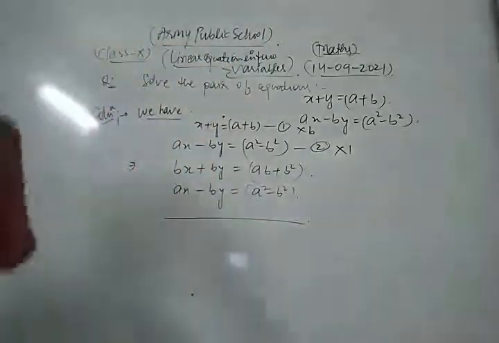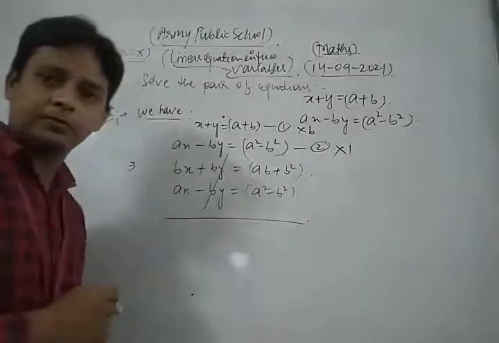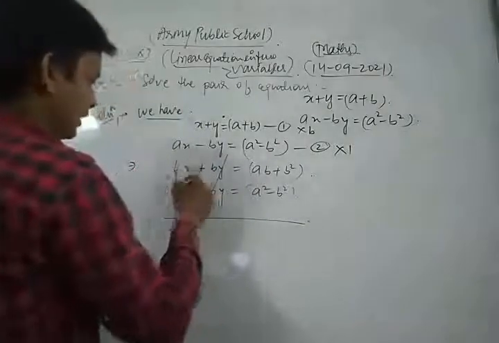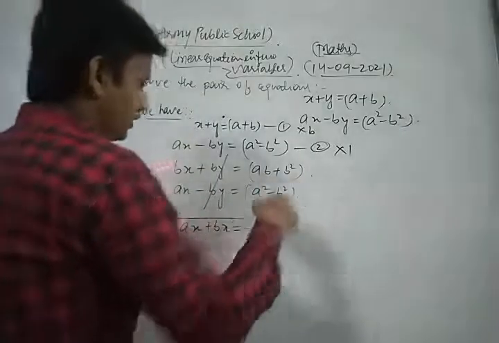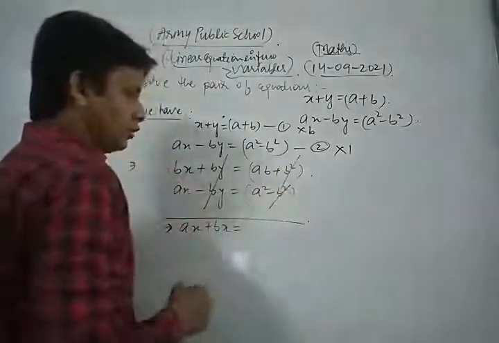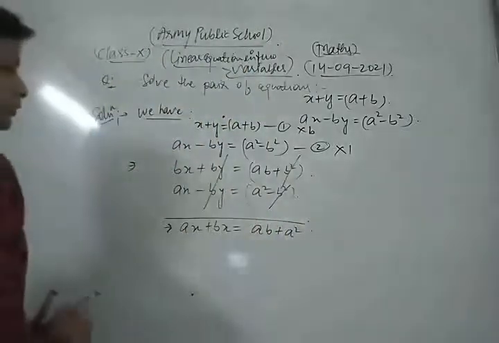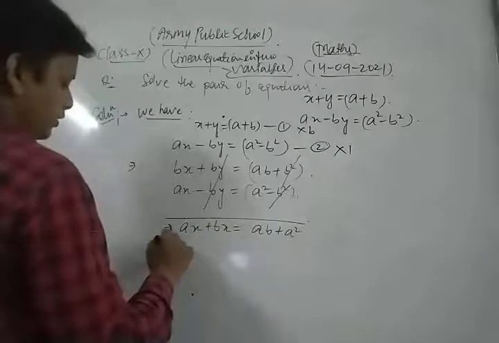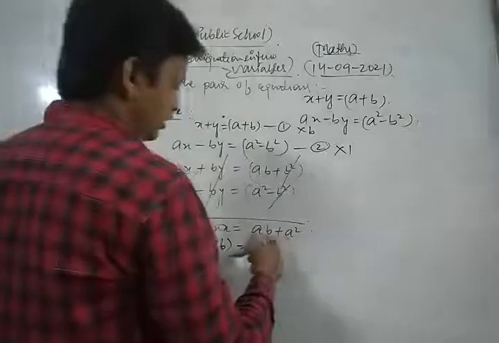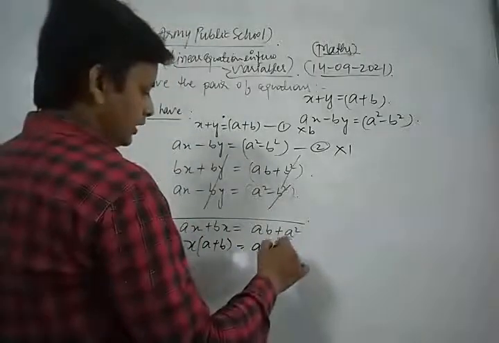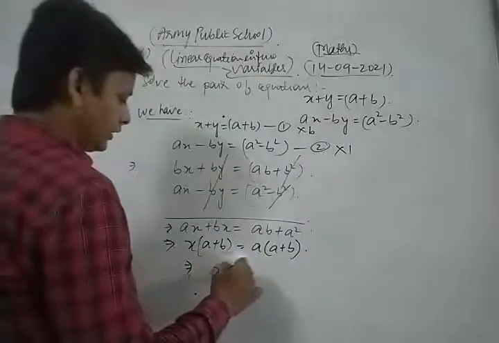We add them, so the by and minus by cancel each other. This gives ax plus bx is equal to ab plus a square, since plus b square and minus b square cancel each other. Now from the two terms on the left we take x as common, so we get x times a plus b, and from the last two terms we take a as common, so we get a times a plus b also.